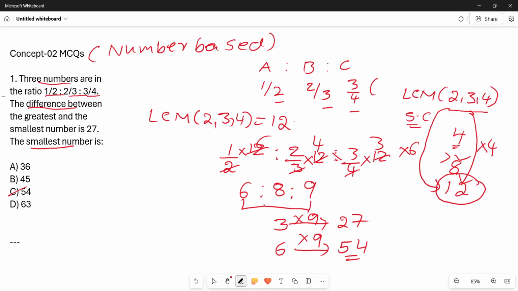So in the question they have given that the difference between the smallest number and the greatest number is 27. So the smallest ratio and largest ratio will differ by three parts. Three parts become 27. They are asking about the smallest number, six parts. Then six parts will become 54.